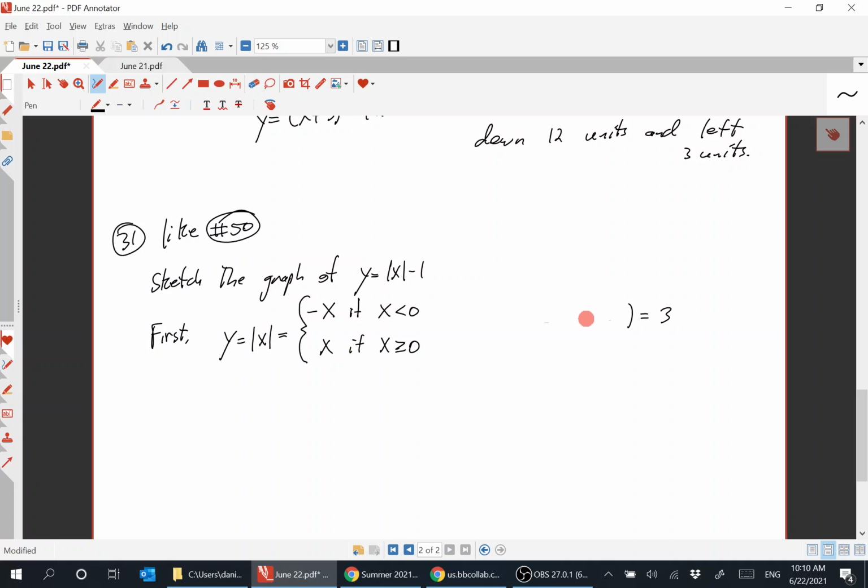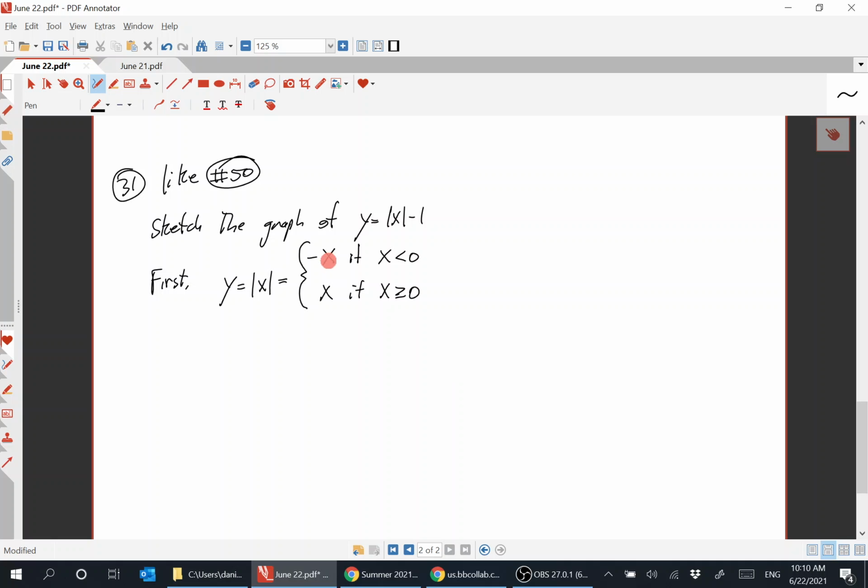Right? So now we have these two lines. This is the line of slope negative 1. This is the line of slope 1. So y equals x is this line. y equals negative x is this line. Okay, but we want the line y equals negative x for negative values of x, and y equals x for positive values of x. So it looks like this.